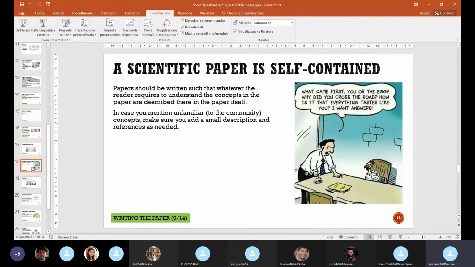But you should provide enough details in such a way that the reader, even without reading other papers, can understand the content of your paper. This is really important. Otherwise, people will stop reading your paper and will not consider it. Maybe even when you submit it, it will not be accepted at all, because even the reviewers will not understand what you are going to present.